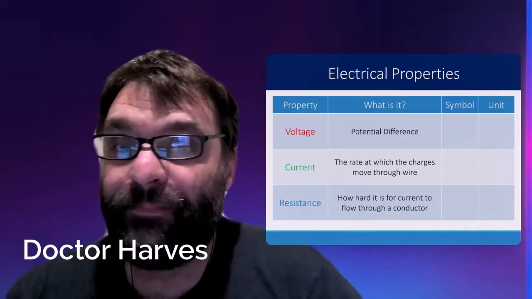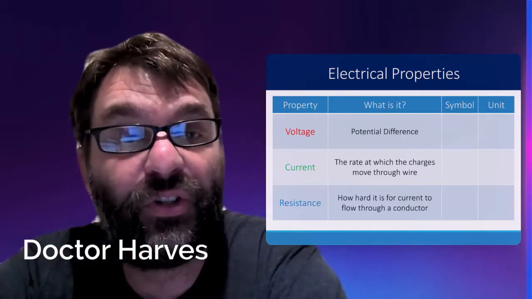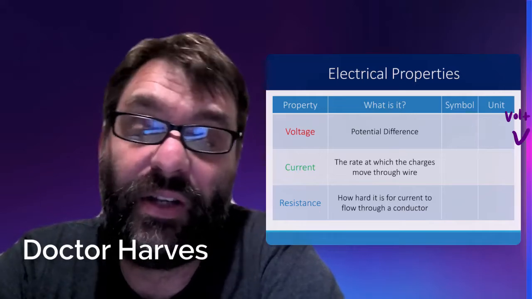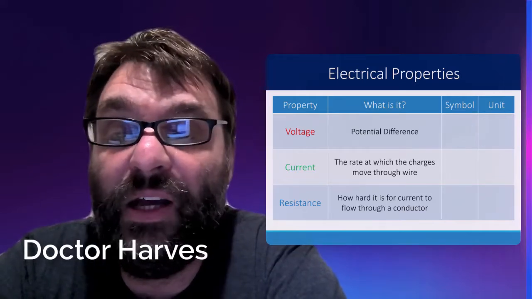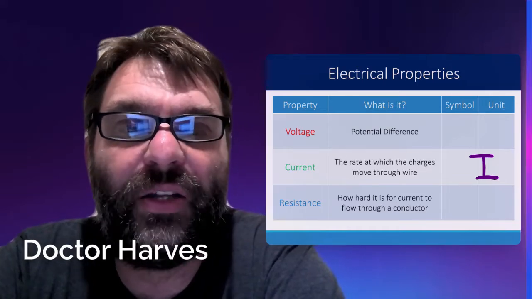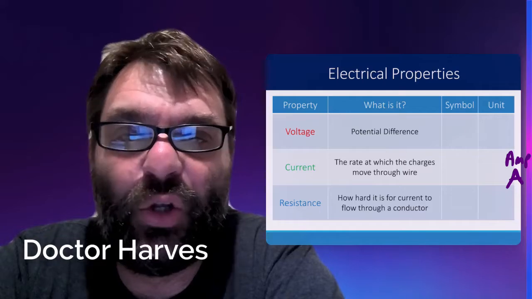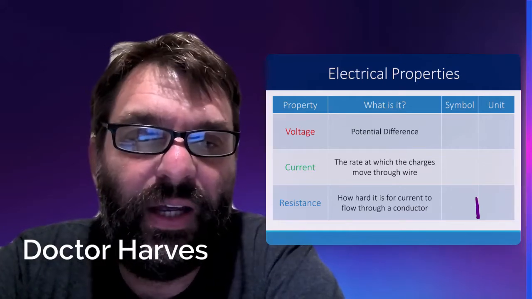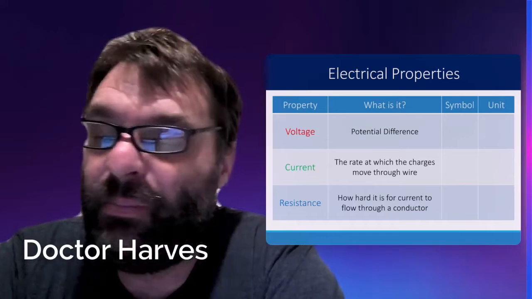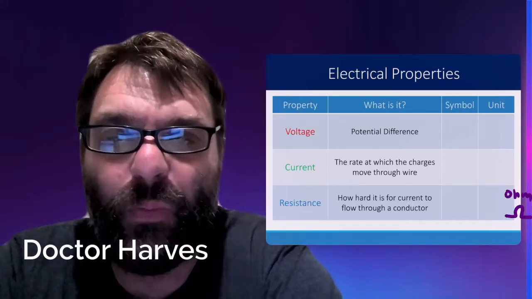So in summary, in terms of electrical properties, we have the voltage, which is the potential difference. Its symbol is capital V. Its units are volts, which also has a symbol or unit of V. Current is the rate of flow of the charges moving through a wire. Its symbol is I, capital I. Amps, capital A, are the unit. And resistance is how hard it is for current to flow through a conductor. Its symbol is the capital R, and its units are the ohms.